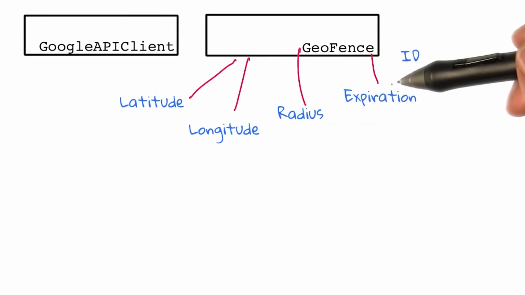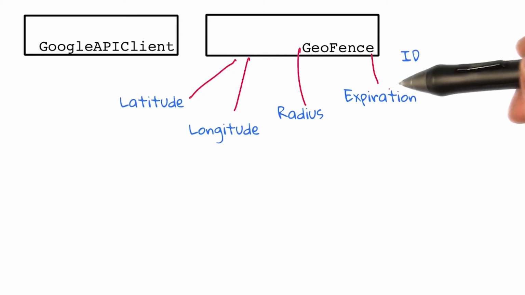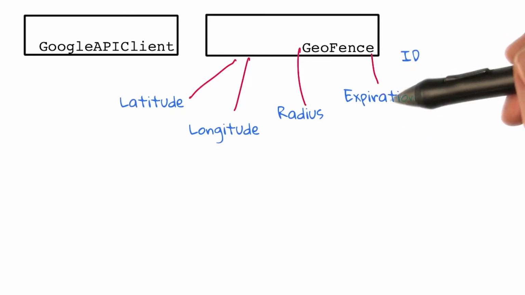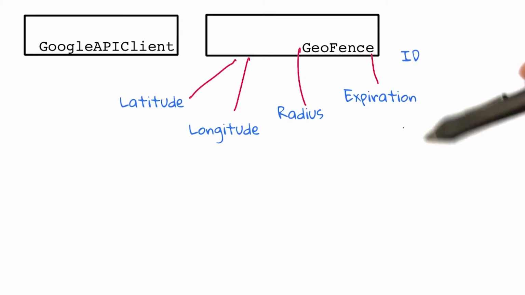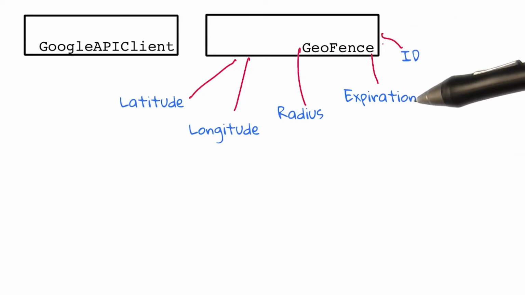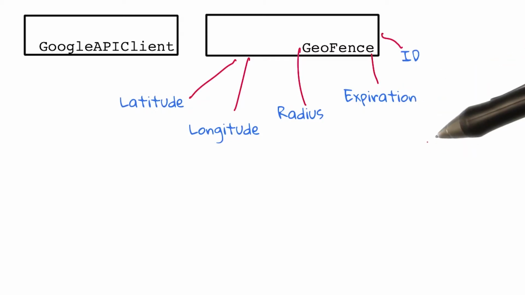The expiration time determines how long the fence should remain active. Once this time expires, the geofence is deleted. And you can of course set up permanent ones if you like. And the geofence ID is an identifier to use so that you can know which geofence has been triggered.